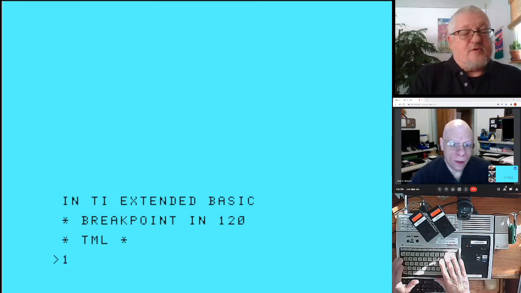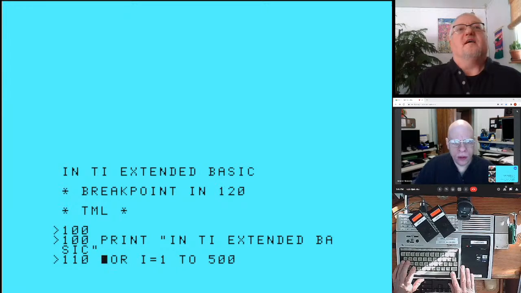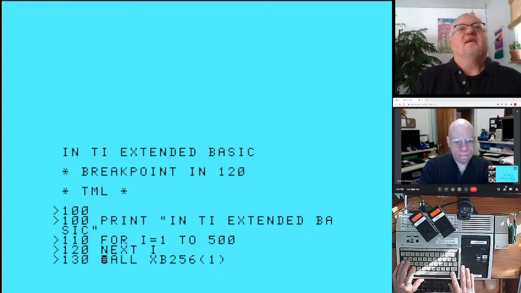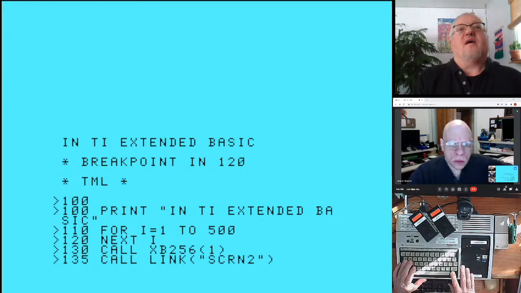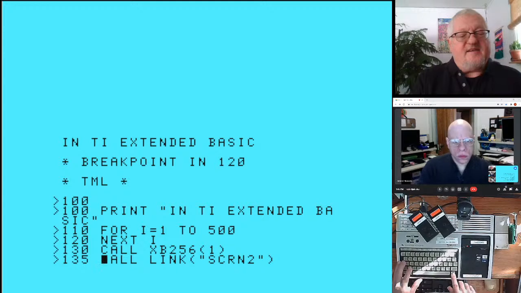So I'll list this program here. It starts out printing TI Extended Basic, a timer. Timer interval is 1 to 500, next I. Here's the statement: call XB256 screen 1, or call XB256 mode 1. Now it says call link screen 2. Well, in XB256, you can be in screen 1, which is black on cyan, the regular TI screen. Or if you call screen 2, you're white on dark blue.